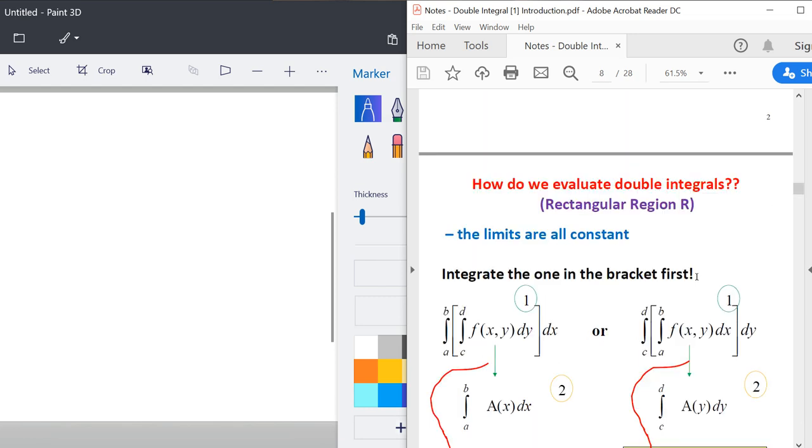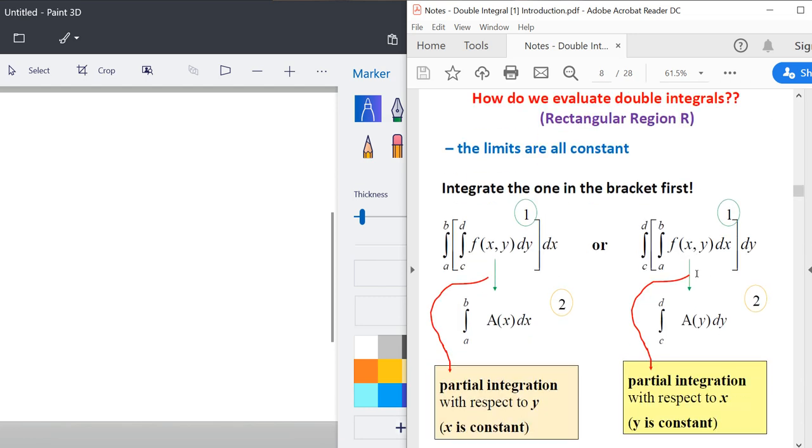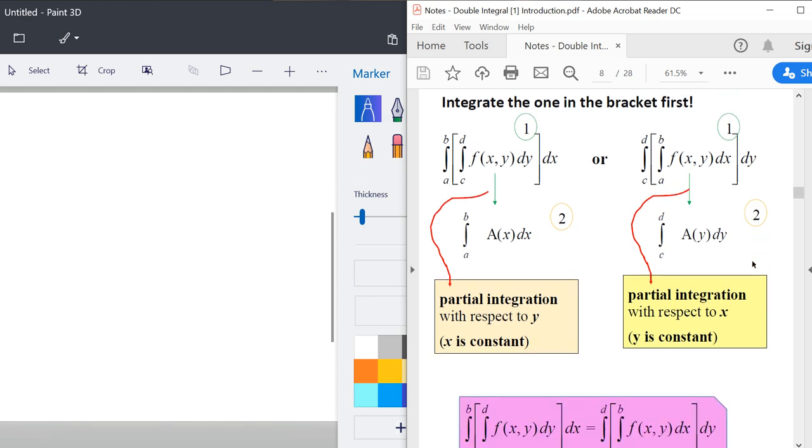So how can we integrate? In the first case, if we have dy dx, we must first integrate the bracket first. We integrate with respect to y by making x a constant, and later we integrate with respect to x. For the second case, we integrate with respect to x first by making y a constant, and then later integrate with respect to y.